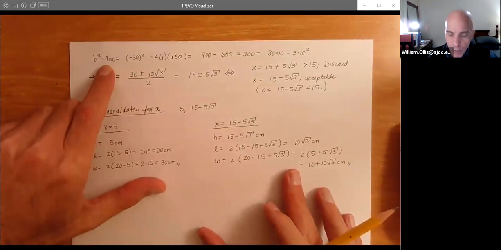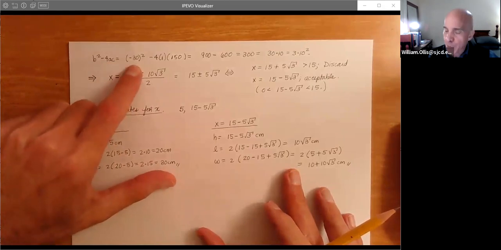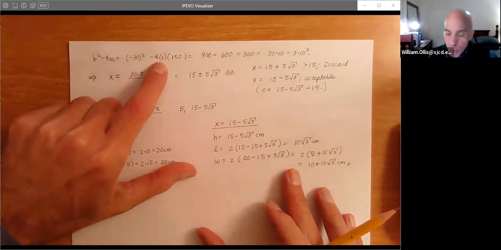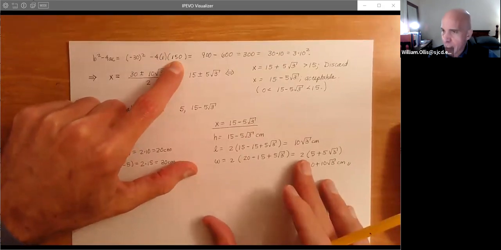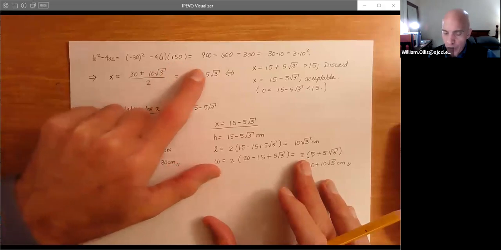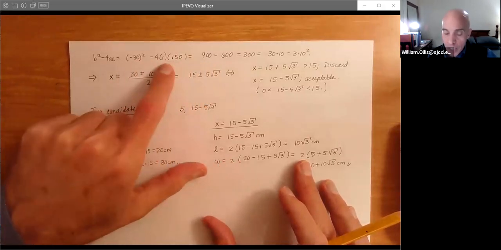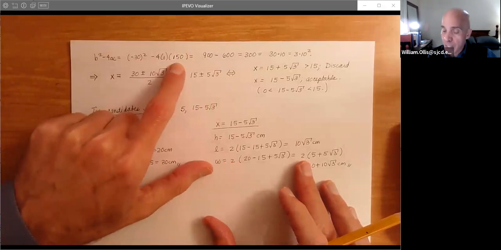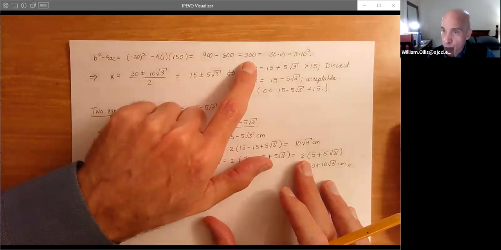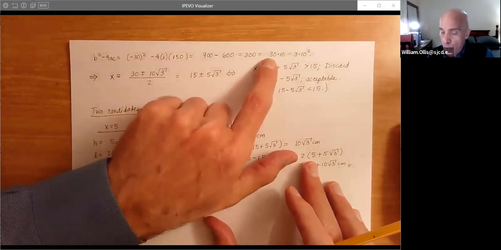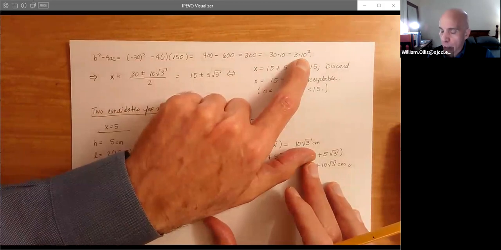So when you look at the discriminant, b squared minus 4ac, we'll have negative 30 squared minus 4 times 1 times 150. Well, these are easy numbers. We don't even have to factor them. The negative 30 squared will give us 900. And then, of course, 4 times the 150 gives us a 600 with a negative. And of course, that difference is just 300. And now, of course, 30 times 10, but there's our perfect square, 3 times 10 squared.